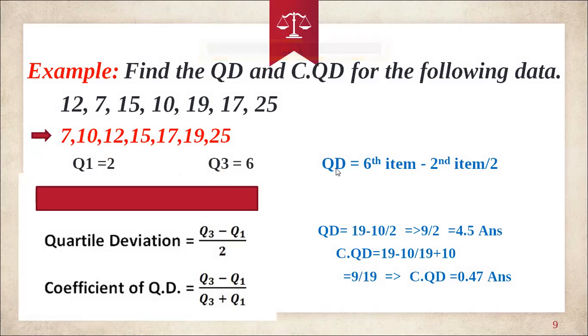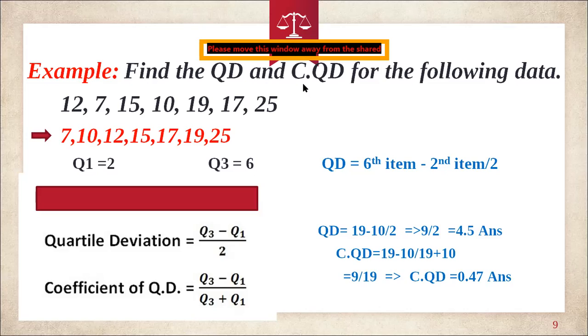See here, QD is the second formula. Quartile deviation is Q3 minus Q1 divided by 2. Q3 is the sixth item, which I told you is 19. So QD is 19 minus Q1, and Q1 is 10, the second item. Select 10 and 19. So 19 minus 10 divided by 2, your formula is divided by 2. 19 minus 10 is 9. 9 by 2, so the quartile deviation is equal to 4.5. That's the answer for the quartile deviation.